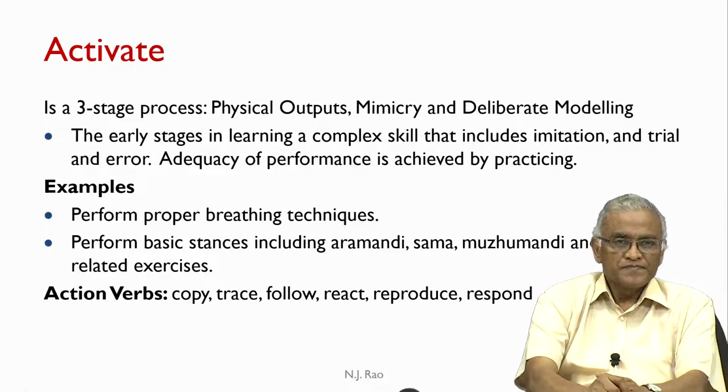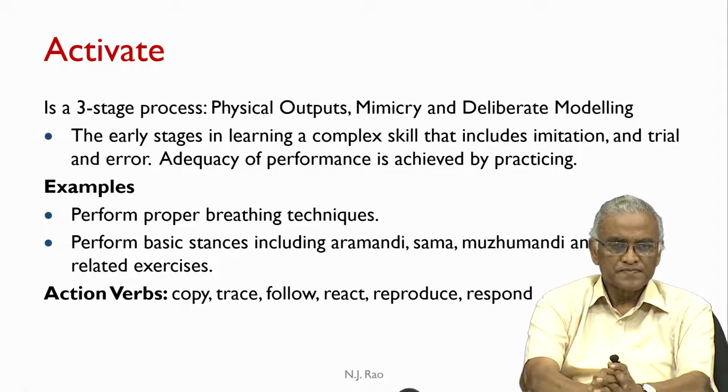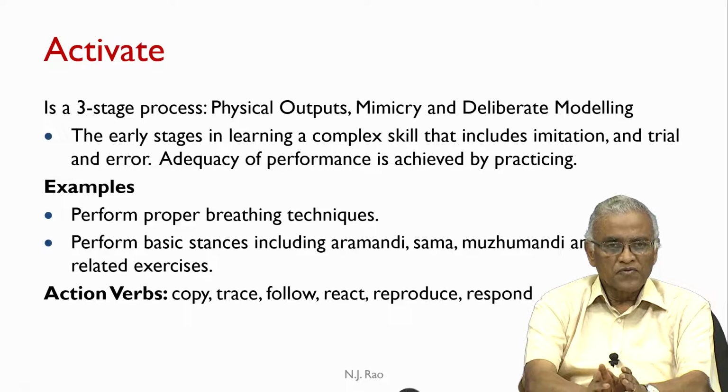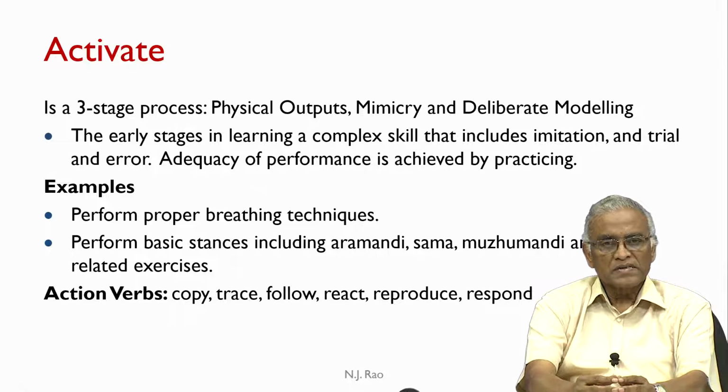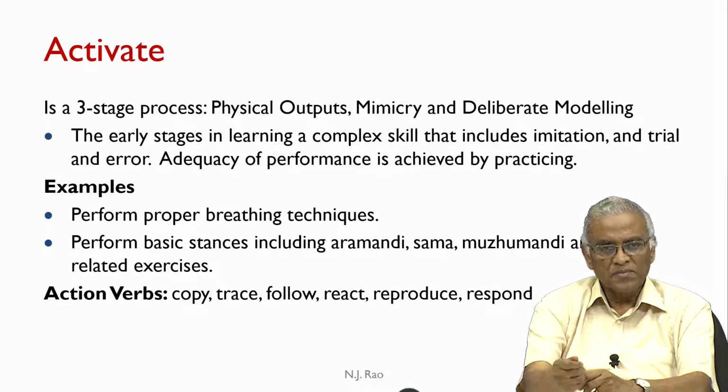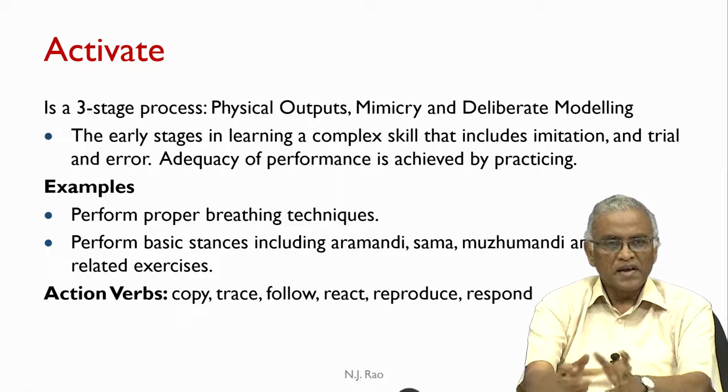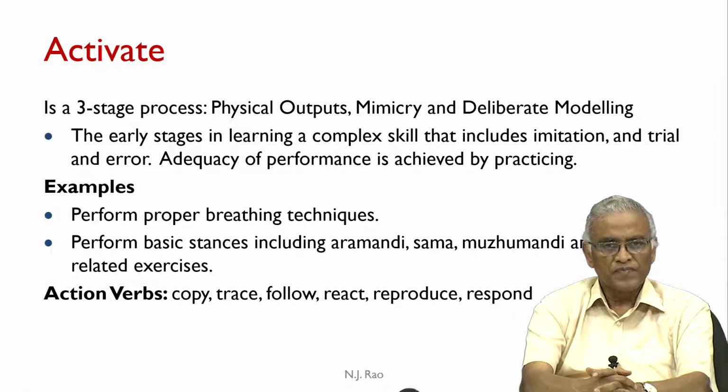Now, activate is a 3-stage process. They include physical outputs, mimicry and deliberate modeling. Examples will clarify that. The early stages in learning a complex skill include imitation and trial and error. If somebody is teaching you how to hold a tennis bat, then he will show you, then you try to imitate, and then by trial and error, you will keep on attempting until you get it right. By trial and error you learn.